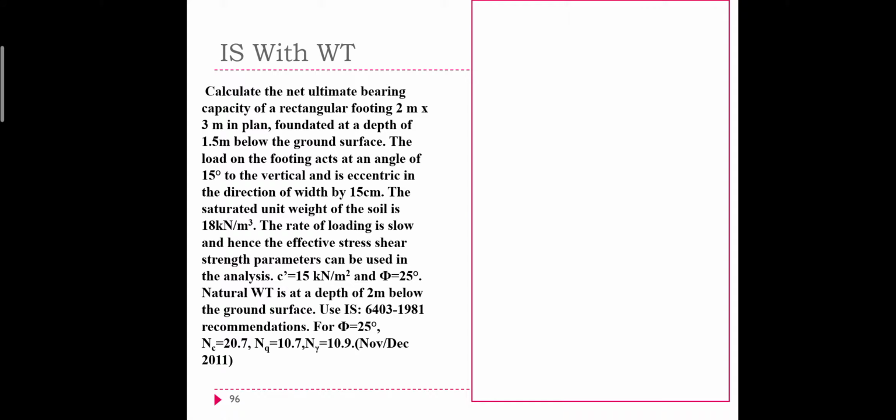Natural water table is at a depth of 2 meter below the ground surface. Use Indian Standard 6403 1981 recommendations. For phi is equal to 25 degree, NC equal to 20.7, NQ is equal to 10.7 and N gamma is equal to 10.9. So this is the question.